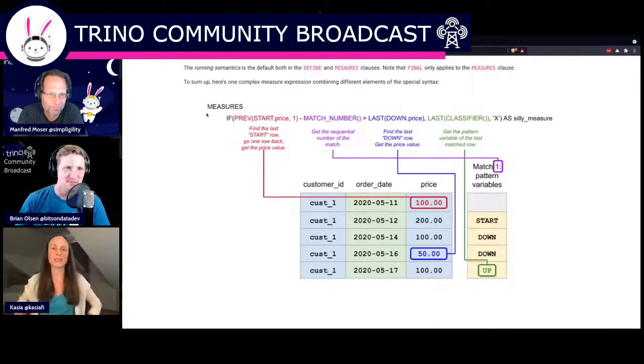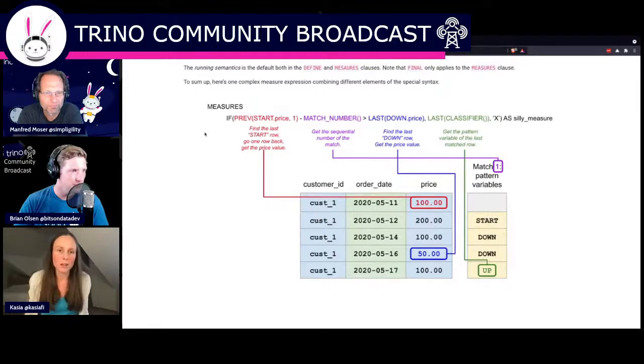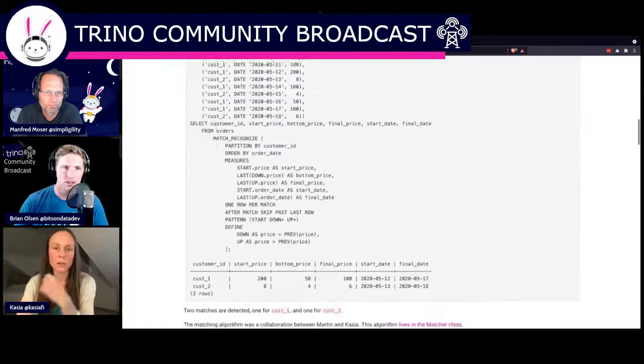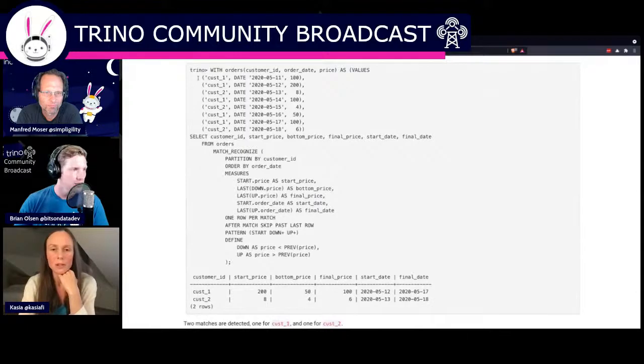So that's this long, colorful expression. It has a lot of this special syntax restricted to match recognize. It says prev, it says match number, last, classifier. These are all keywords that you can use in match recognize. And to evaluate this expression, which you probably need to do for every row, you have to.